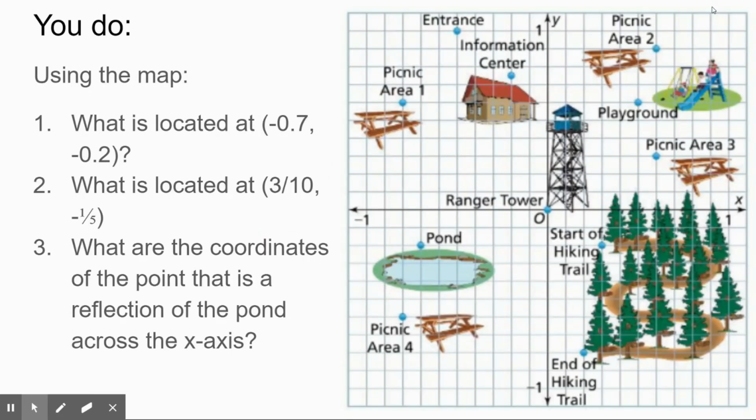So in this you-do problem, we're going to use this map. This comes from our Savas resource. Using this map, we're going to answer 3 questions. What landmark is located at (-0.7, -0.2)? What landmark is located at (3/10, -1/5)? And then what are the coordinates of the point that is a reflection of the pond across the x-axis?